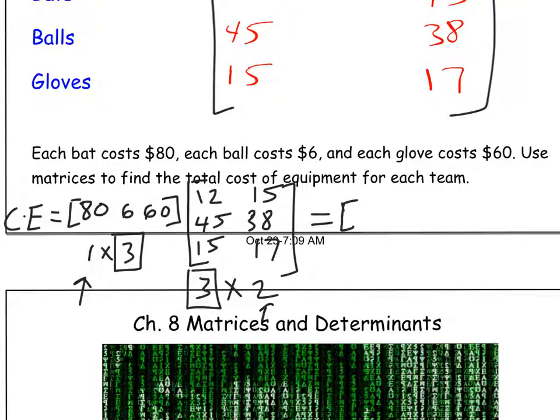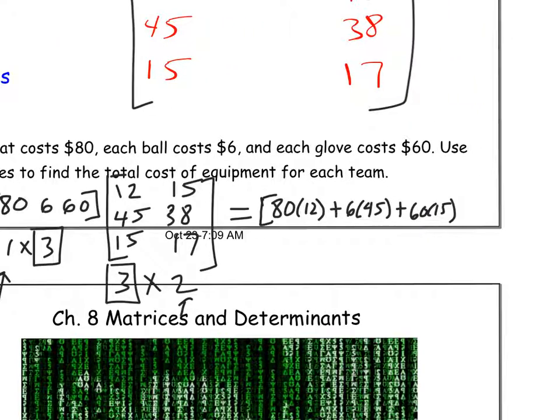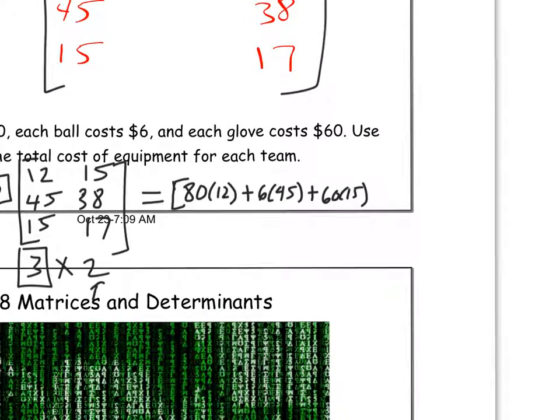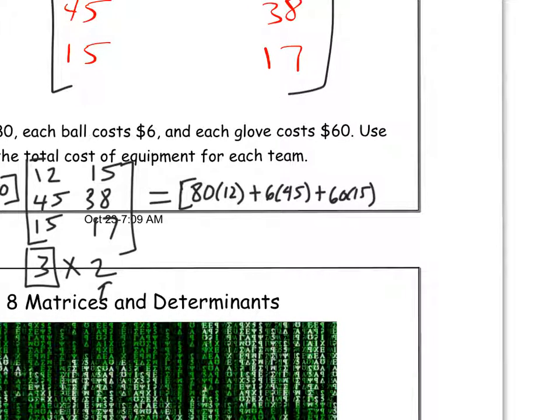All right, it's time to multiply. So I'm going to get my 1 by 2 here. My first entry is going to be 80 times 12, 6 times 45, and then 60 times 15. So that would simplify. I'll get to that down here in a minute.